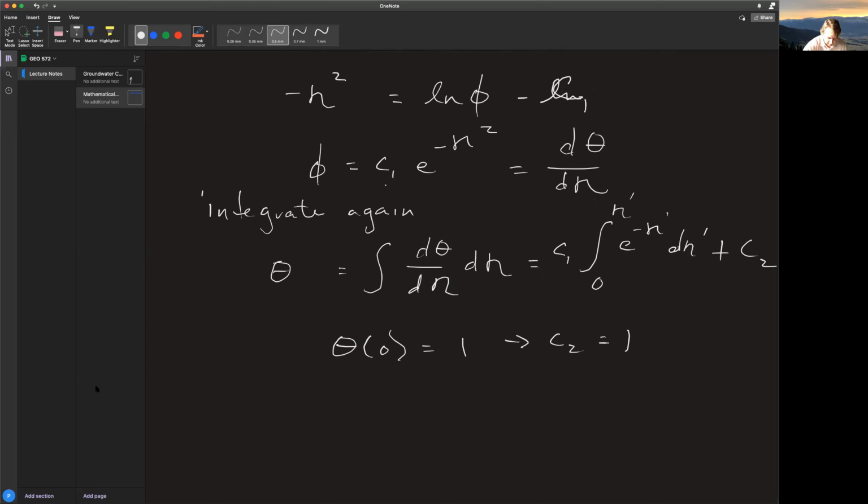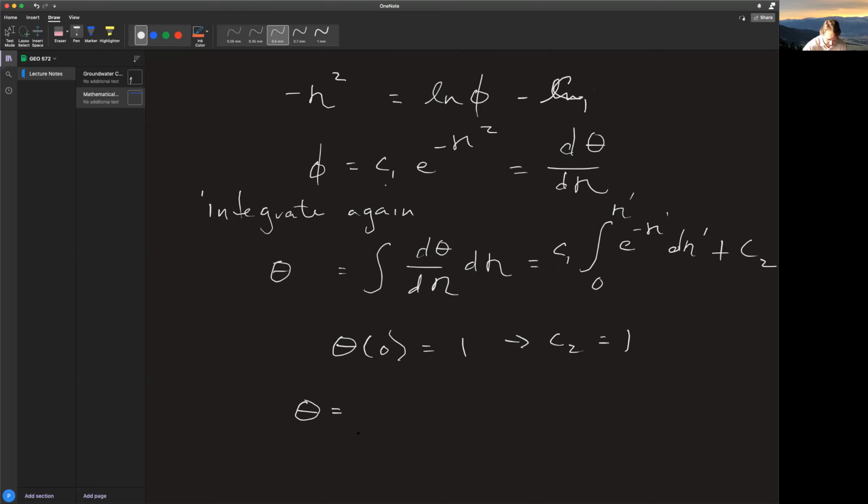The reason why this is, if you're wondering, if eta is 0, you're integrating from 0 to 0. There's no area under this curve, no matter what it is. So this term will be 0. So this has to be 1 in order for theta of eta of 0 to give us a theta of 1.